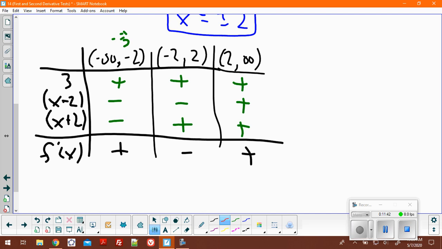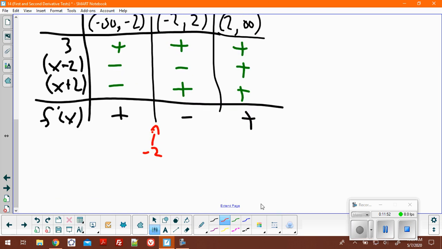Well, at -2, what happens? It switches from positive to negative. So it means my function was increasing, and now it's decreasing. So that means there is a local maximum at -2.